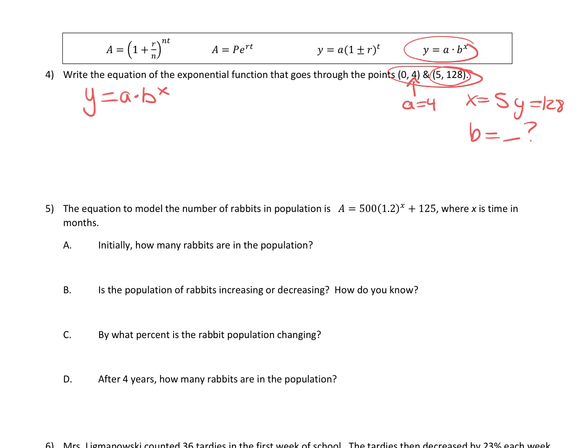So I'm going to put 128 in for y, 4 in for a, and 5 in for x. Oh, I'm sorry, we are solving for b, and I'm going to put 5 in for x, as I said here. I apologize. Divide by 4.